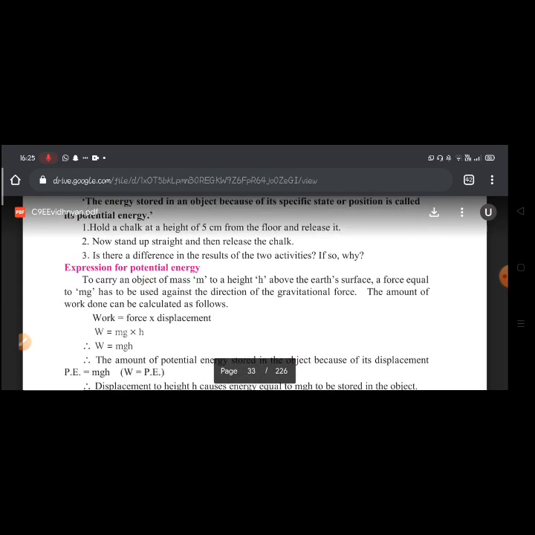Now we'll be seeing the expression for the potential energy. As we had derived the expression for kinetic energy with the help of Newton's laws, I hope you all remember that, and hope you have solved them as well. Now for the expression of potential energy, let us consider an object of mass m raised to a height of h above the ground, above the earth's surface. This is the earth's surface, and this is the height h, and this is the object of mass m.